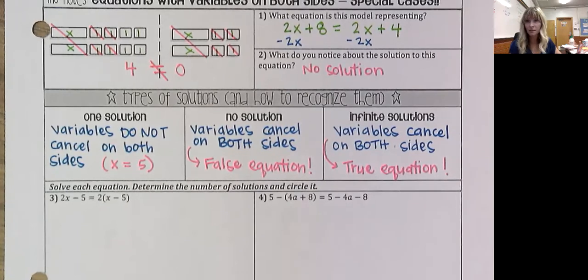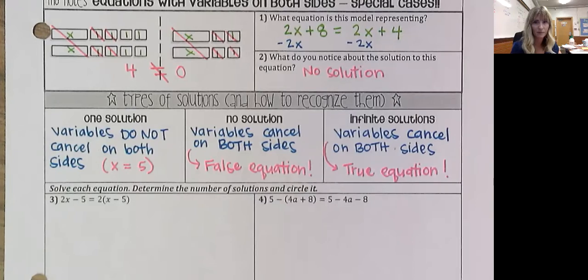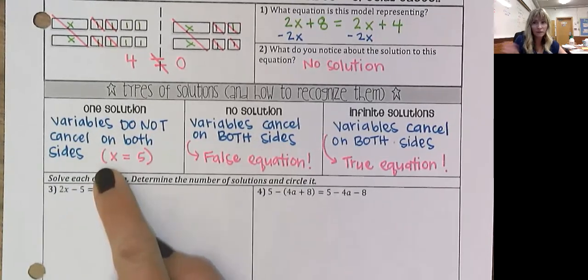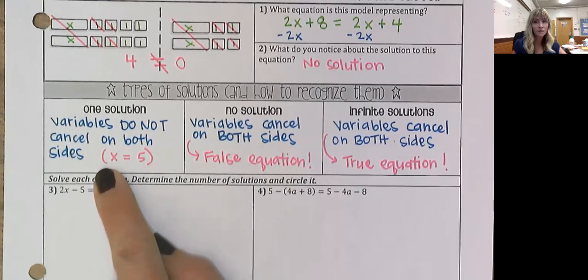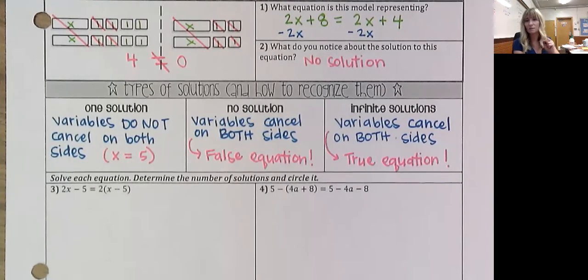So the first thing you need to know and make sure that your brain is understanding right now is that there are 3 situations that could happen when you have variables on both sides. You could have the normal situation where you get a variable left on one side and you just solve for it, you finish your inverse operations and you get an answer, x equals 5, one solution, you're done. Or now we have these special cases as well. Sometimes you have no solution and sometimes you have infinite solutions.